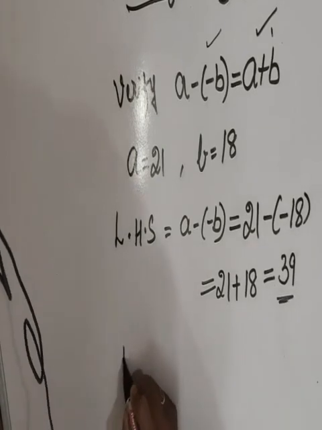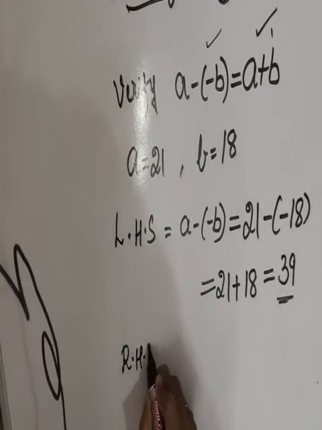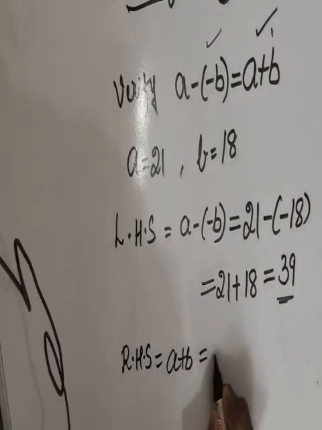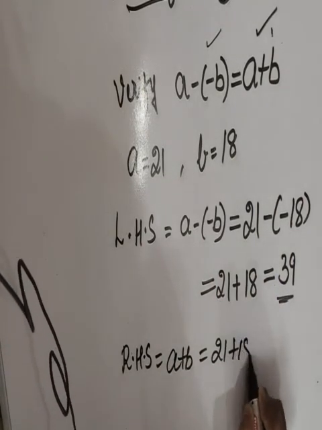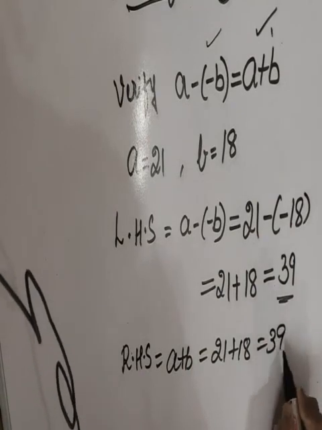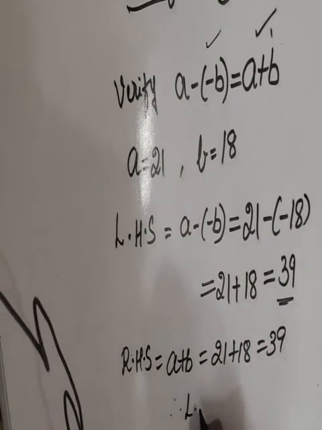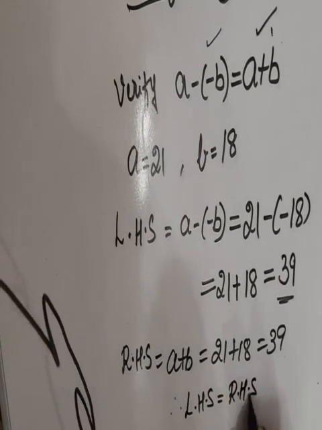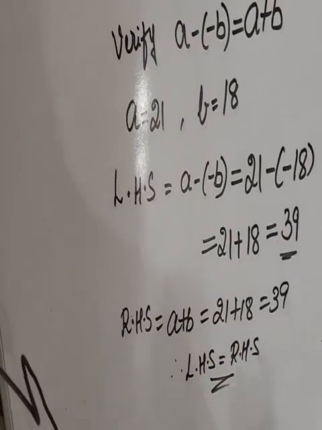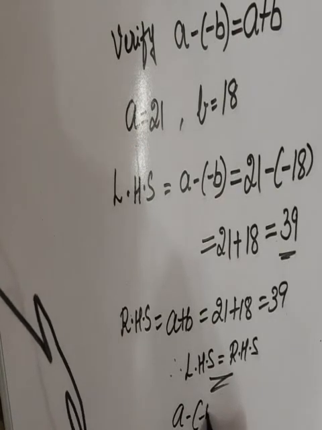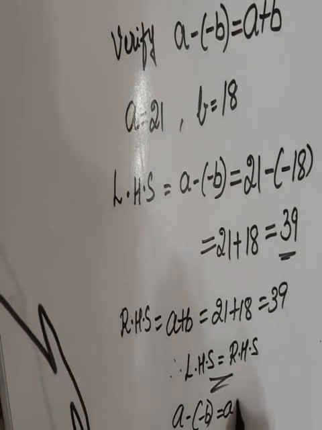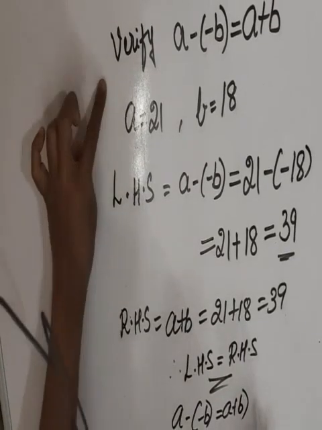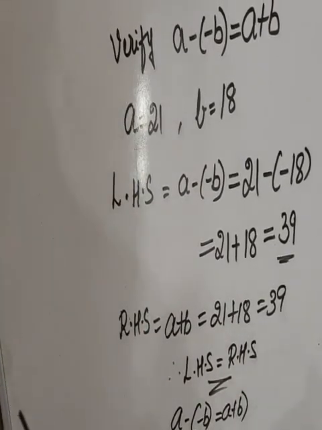Yes. Now I will go for the right hand side. It's easy. What is the right hand side? a plus b. So a is 21, b is 18. Once again it is 39. What does it say? Therefore we are saying left hand side LHS is equal to right hand side RHS. Understood? So the given one is correct. They asked us to verify. Yes, it's true.